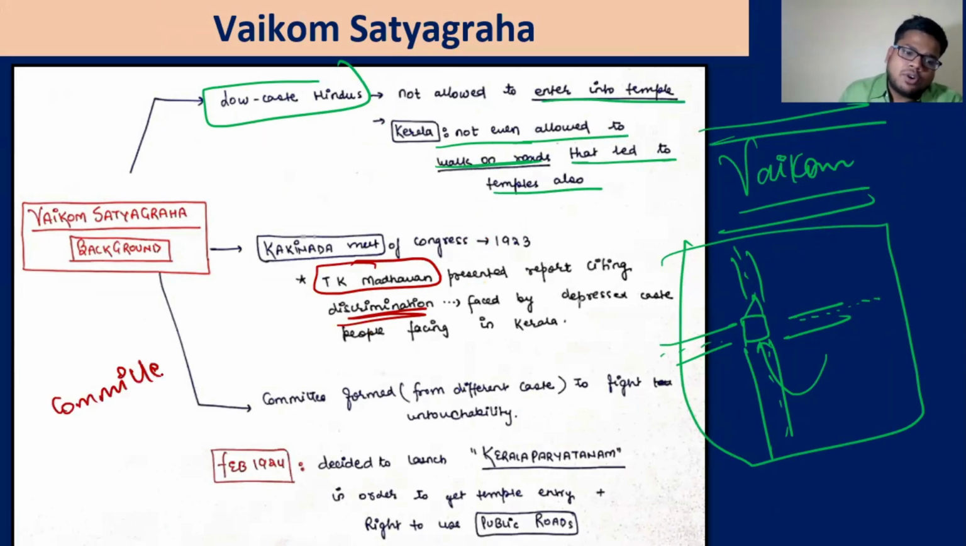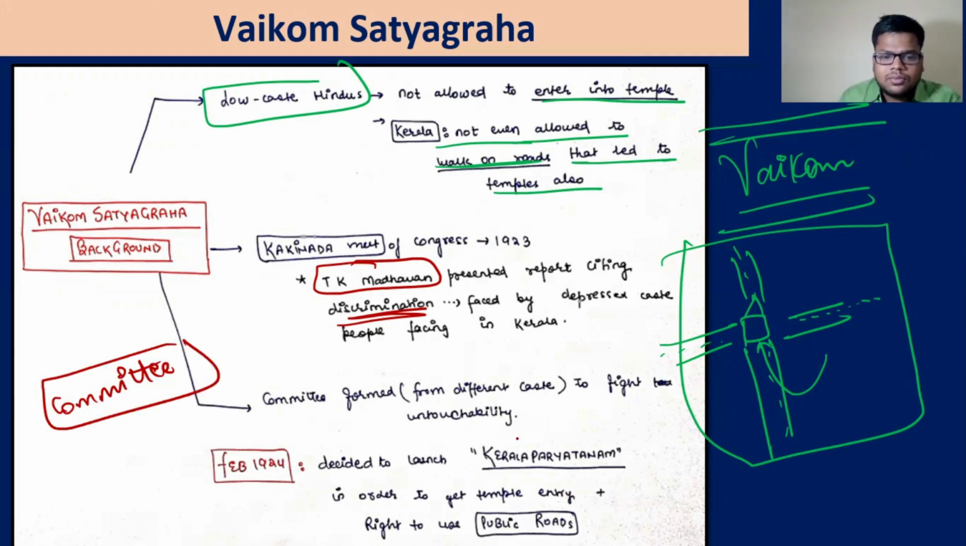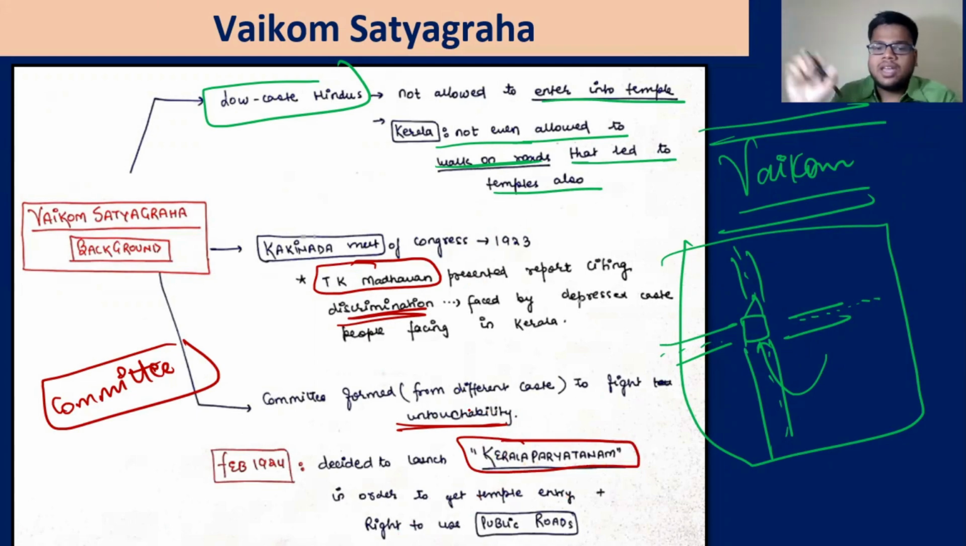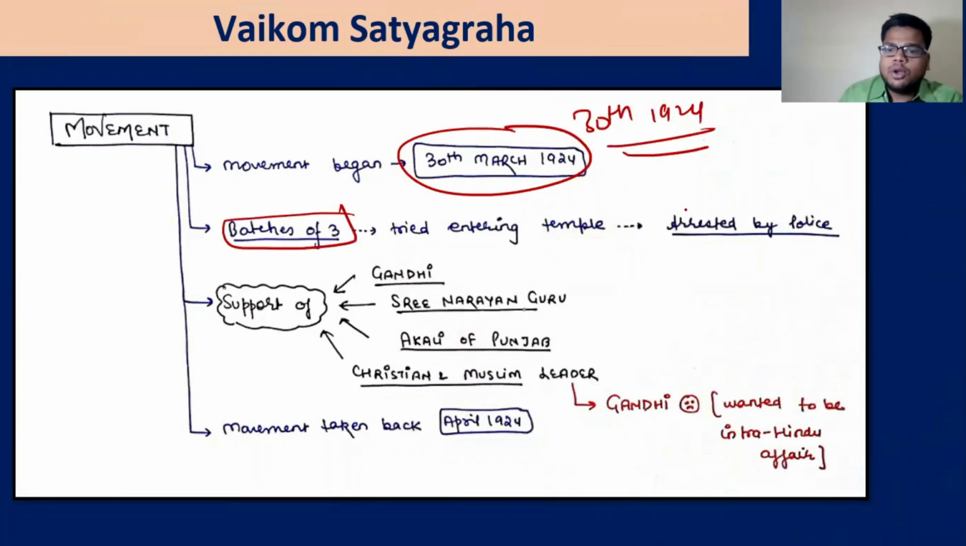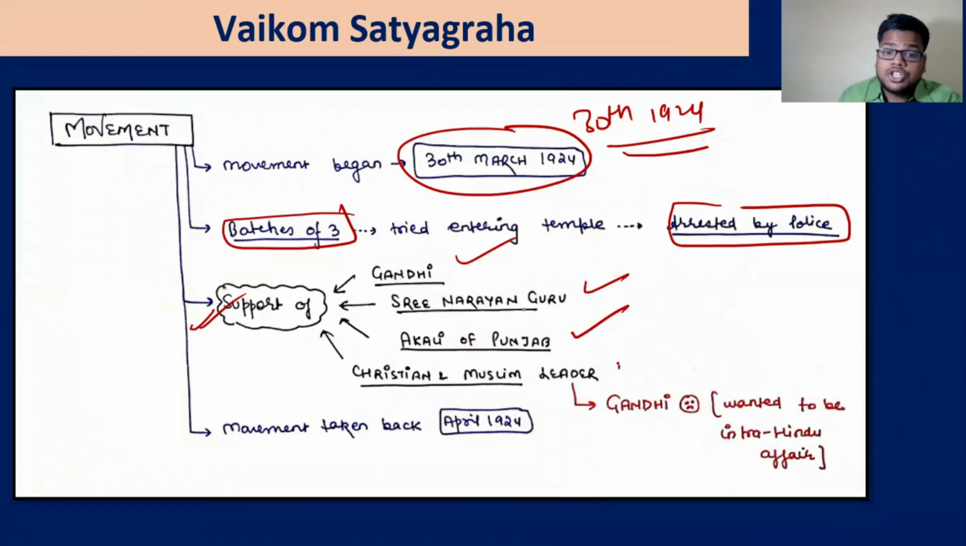A committee was formed to fight against this untouchability. They decided to do this Kerala Parithanam, that is, they formed the committee and small groups, committees of 3, right? So the movement began on 30th March 1924. In batches of 3, they tried to enter the temple. Obviously, they would be arrested by the police. They got the support of Gandhi, Sri Narayana Guru, Akalis of Punjab, and Christian and Muslim leaders.